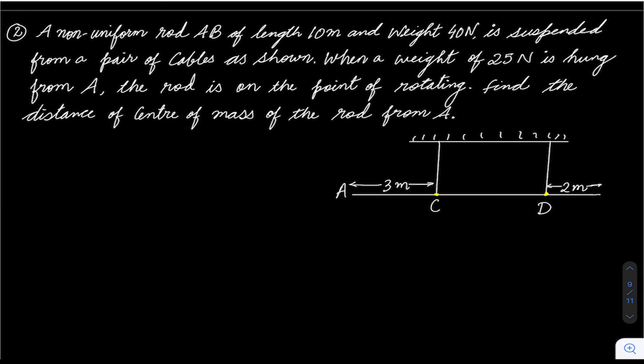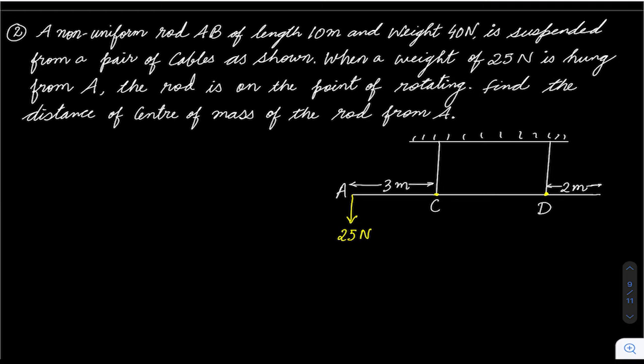When a weight of 25 Newtons is hung from A, so there is a weight of 25 Newtons. Now be careful, this is not 25 kg, this is 25 Newtons. And the weight of the rod is 40 Newtons and it is non-uniform, so we don't know where the center of mass is. Okay, the rod is on the point of rotating.